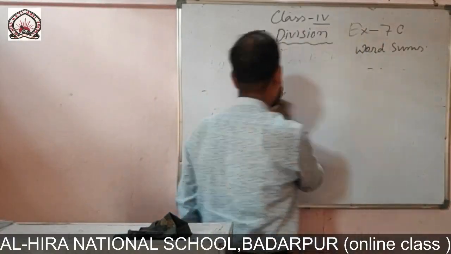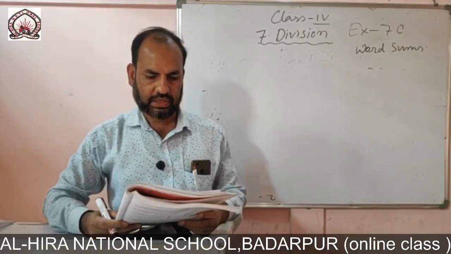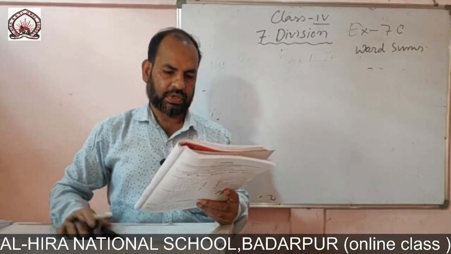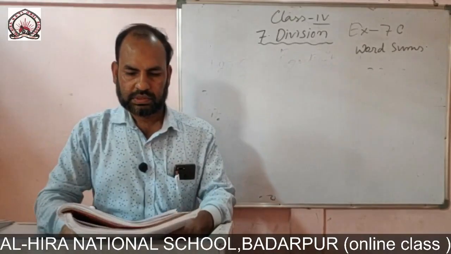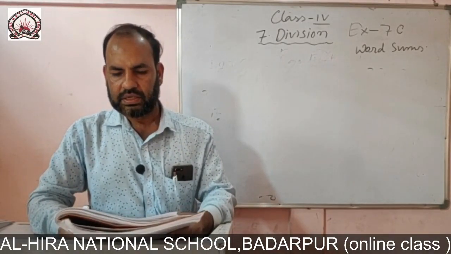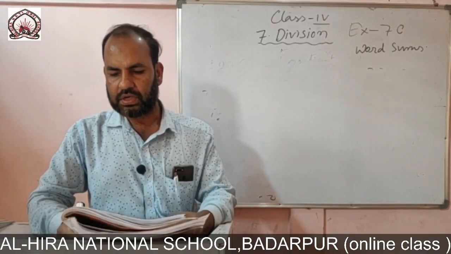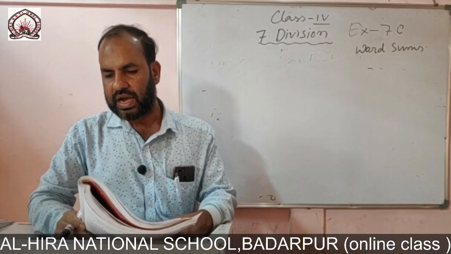Question number 9b. In a sum, the quotient equal to 282 and divisor equal to 65 and the remainder equal to 32. Find the dividend.